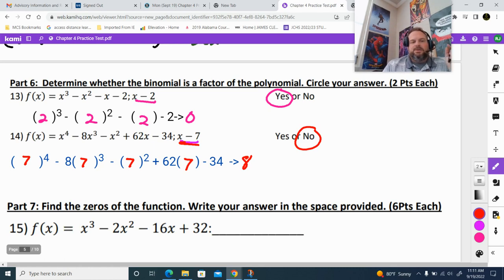Are we good with 13 and 14? Did it help out with it actually being typed out instead of my really bad handwriting over and over right there?